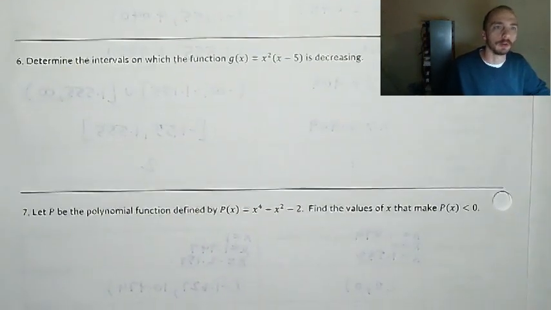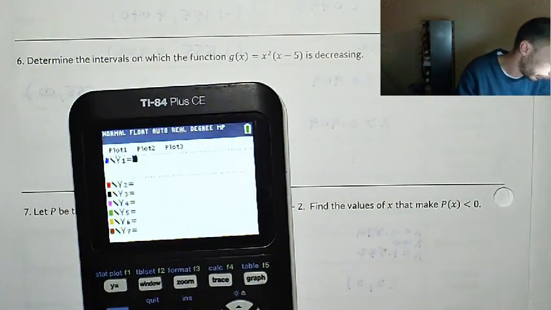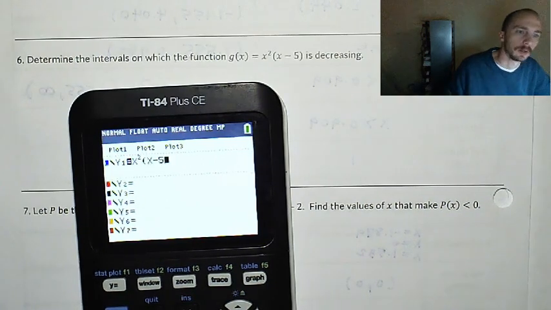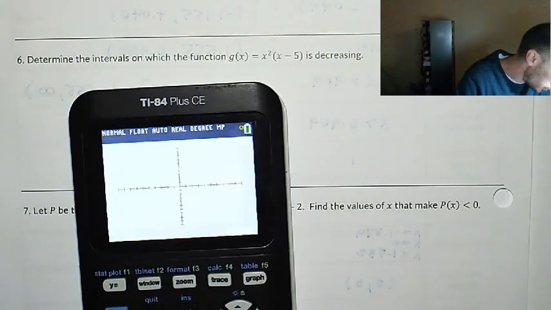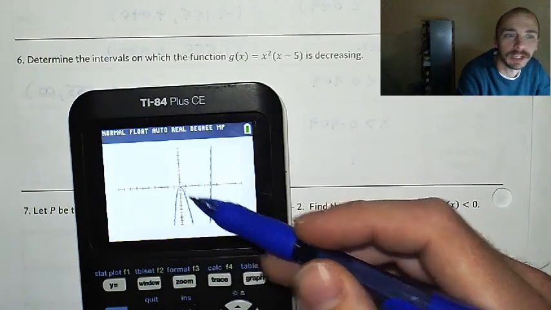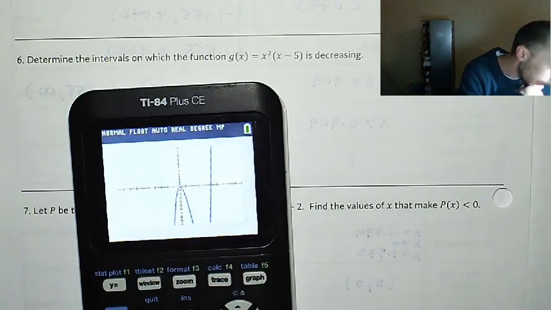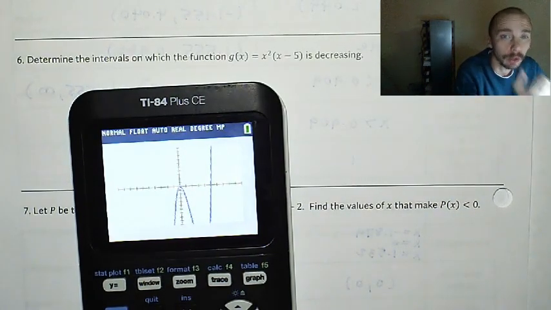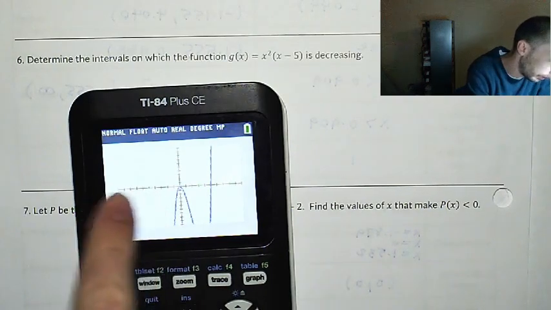That was nice. Determine the intervals on which the function g of x equals x squared times x minus 5 is decreasing. All right, so we're going to look at this one on the standard window as well. Decreasing, but I can't see the location of the relative minimum. I can see it starts decreasing here, but I can't see where it's going to go. And so I'm going to need to adjust my window. I think we could probably zoom out. That might work, but I might adjust the window because I don't need all this negative x space.